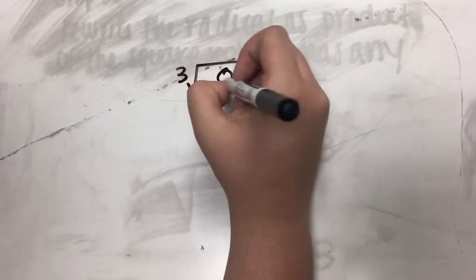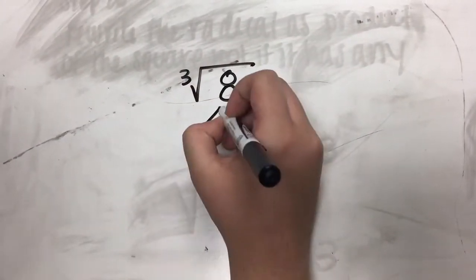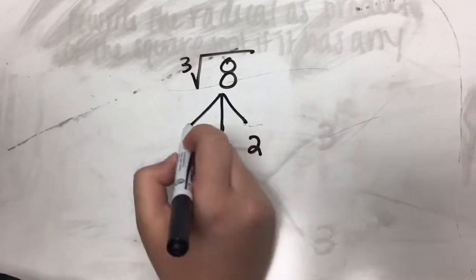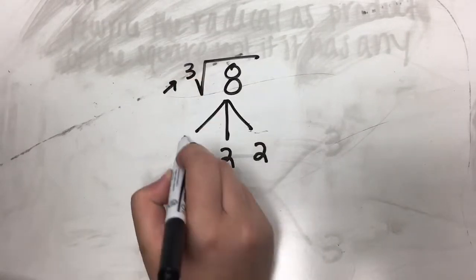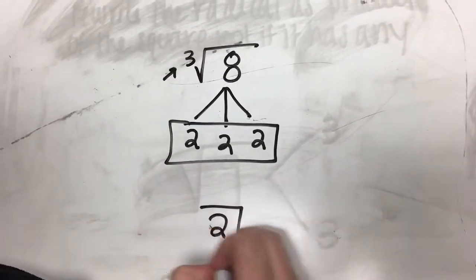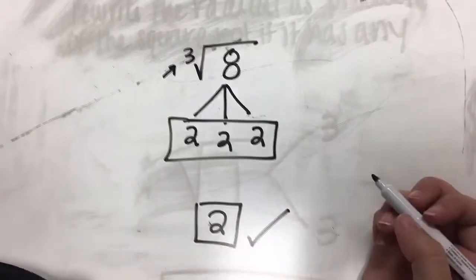For the cube root, you're going to only do 3 instead of 2. That's the only difference than the last time. You're going to pull out 3 2's because 2 times 2 times 2 equals 8, and since it's a cube root, that works. So therefore, the cube root of 8, your answer will be 2 in simplest form.